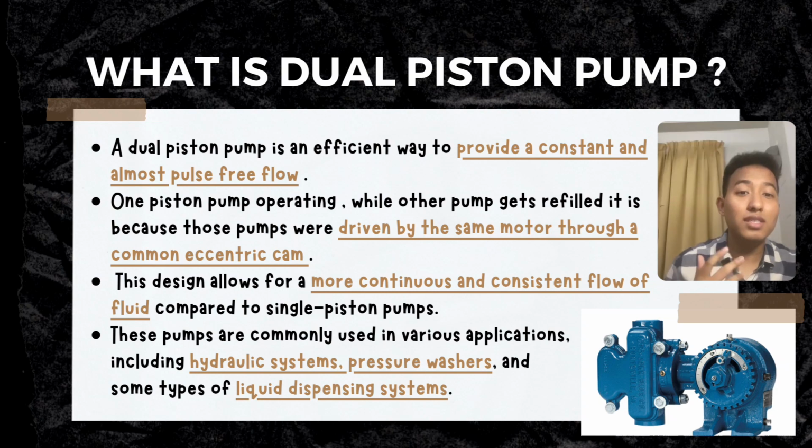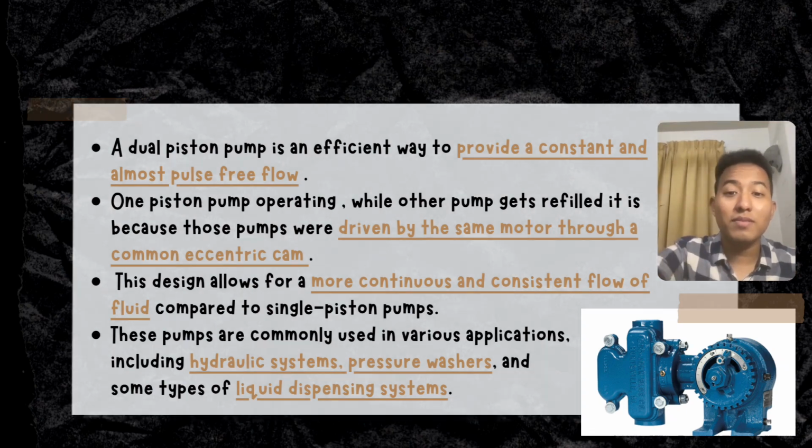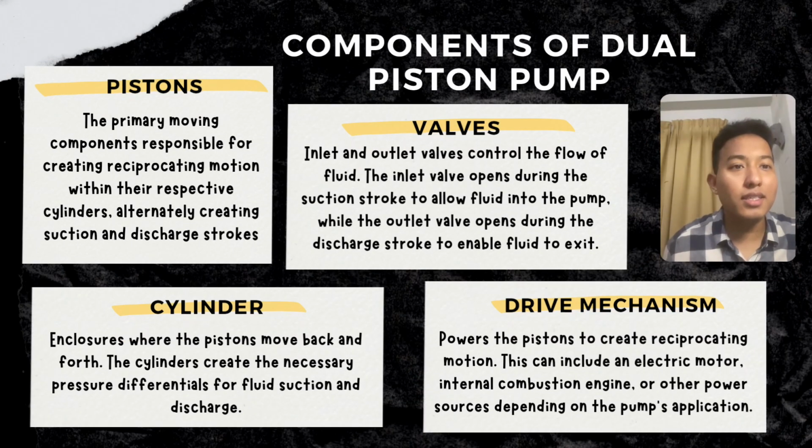The third point is that this design allows for a more continuous and consistent flow of fluid compared to single piston pumps. These pumps are commonly used in various applications, including hydraulic systems, pressure washers, and some types of liquid dispensing systems. So the next slide is the components of a dual piston pump.